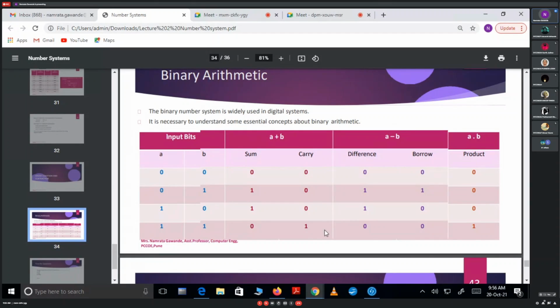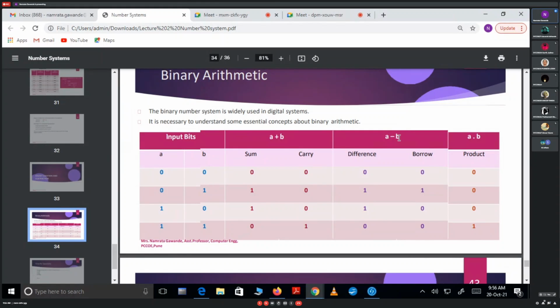What is carry? Carry will be generated after the addition of 1 plus 1. In binary arithmetic, you get two outputs: sum and carry. And in binary subtraction, you also get two outputs, which are nothing but difference and borrow.